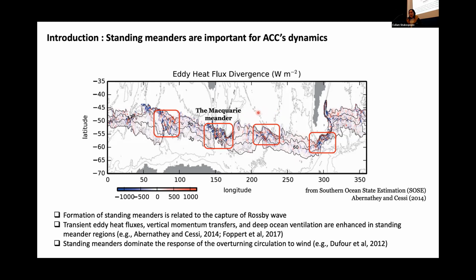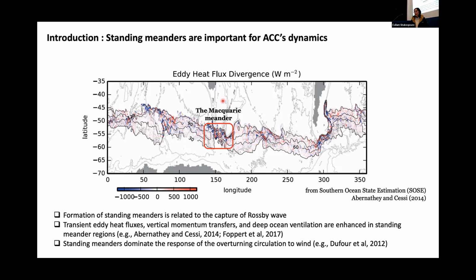Many previous studies have suggested the dynamical importance of the standing meander. Evans and Chizzy 2014 found the standing meander will facilitate meridional heat transfer by increasing the local buoyancy gradient. In their eddy heat flux divergence map, we can see the enhanced eddy activities are concentrated in the standing meander regions. Some other studies, like Dufour et al. 2012, found the standing meander will dominate the response of the overturning circulation as well as the ACC to the wind. And in our study, we will take this Macquarie meander, for example, to look at the problem.